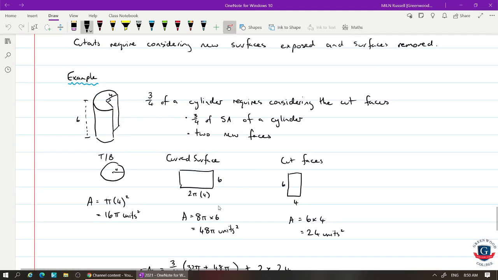The last thing we need to probably consider is when we have a cutout, because a cutout will have our normal shape and then we'll have some additional faces exposed. So in this case, it's like a cheese slice. We've cut a bit out of a round of cheese. 3/4 of it is still there, a quarter is missing, and it's exposed two rectangular faces.